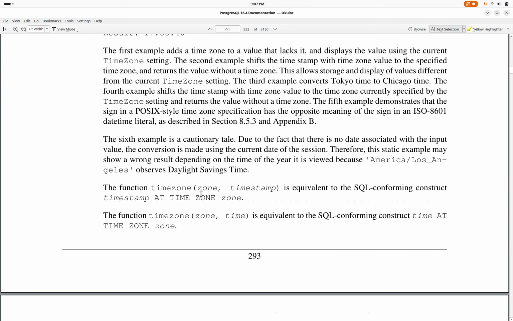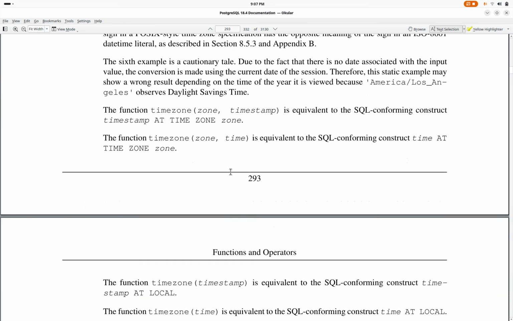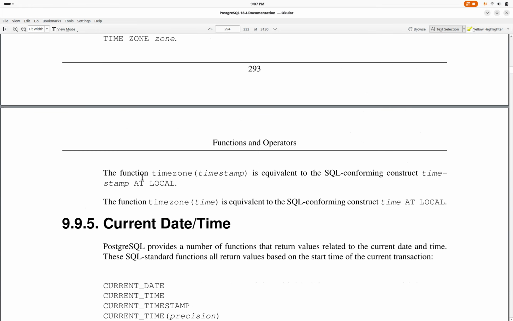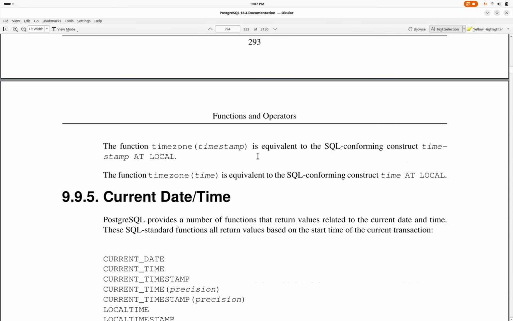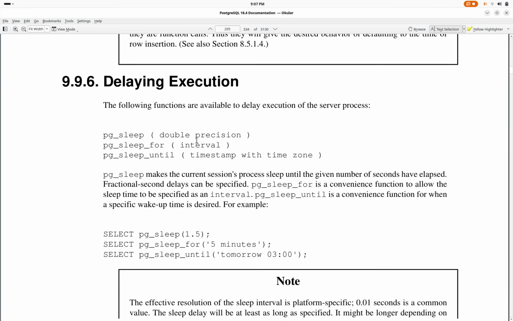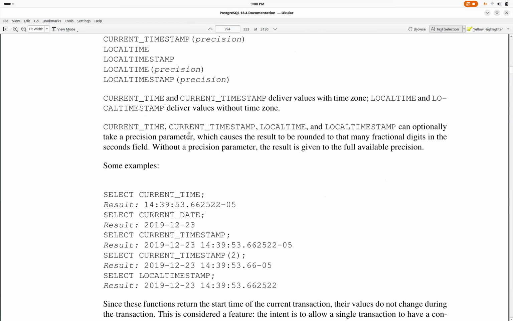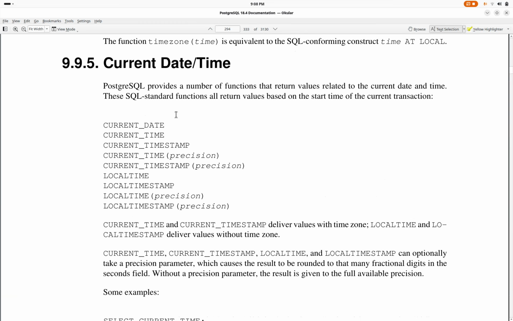The function timezone(zone, timestamp) is equivalent to the SQL-conforming construct timestamp AT TIME ZONE zone. The function timezone(zone, time) is equivalent to the SQL-conforming construct time AT TIME ZONE zone. The function timezone(timestamp) is equivalent to the SQL-conforming construct timestamp AT LOCAL. The function timezone(time) is equivalent to the SQL-conforming construct time AT LOCAL. Then let's see how much we have. 2 pages. Okay, we will do the last 2 pages tomorrow, and we'll look at the examples.